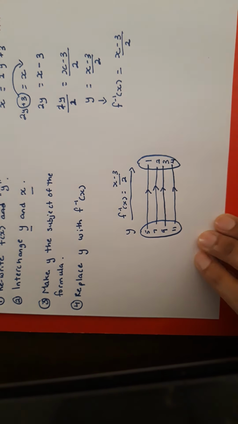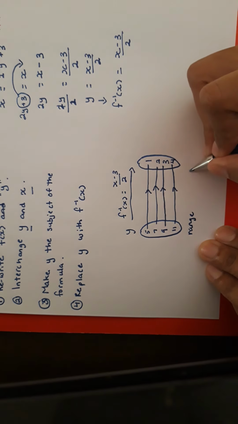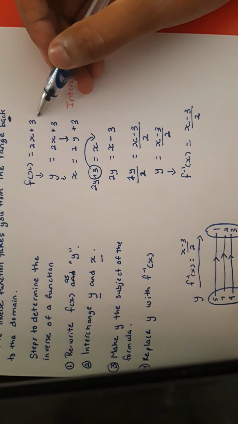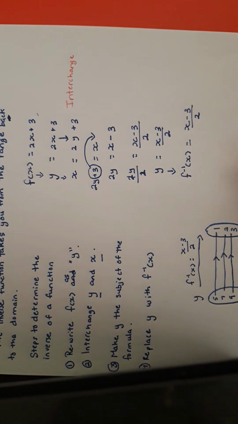So yes, our inverse function took us from the range right back to the domain. So the inverse of f of x equals 2x plus 3 is f inverse of x is equal to x subtract 3 all over 2. We are now going to look at a second example.